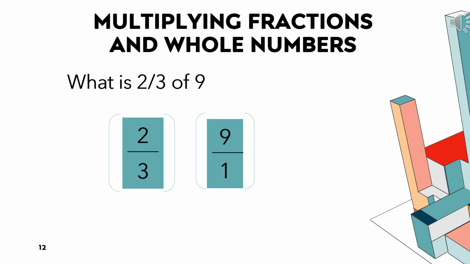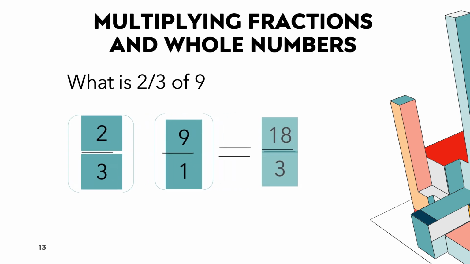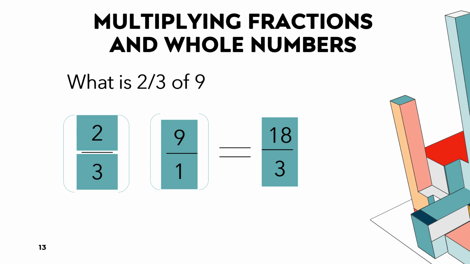Next, multiply the top numbers. In this case, it is 2 and 9. Then, multiply the bottom numbers. In this case, it is 3 and 1. Since 2 times 9 is 18 and 3 times 1 is 3, we have 18 over 3.